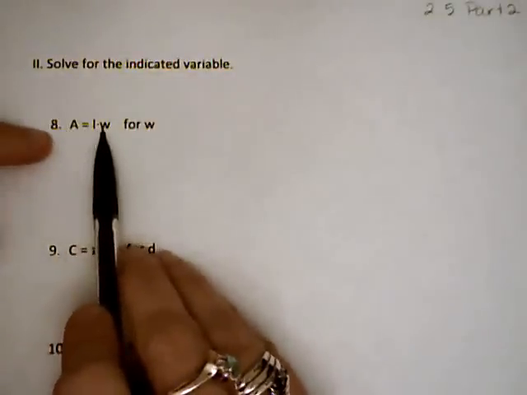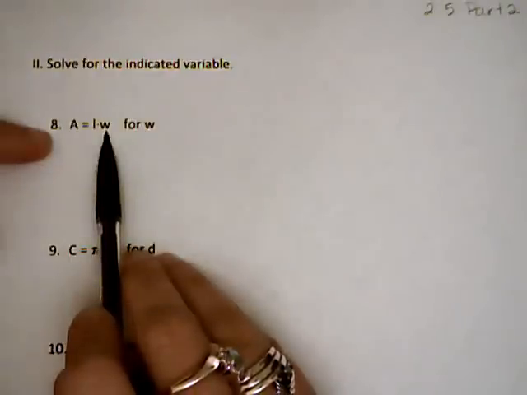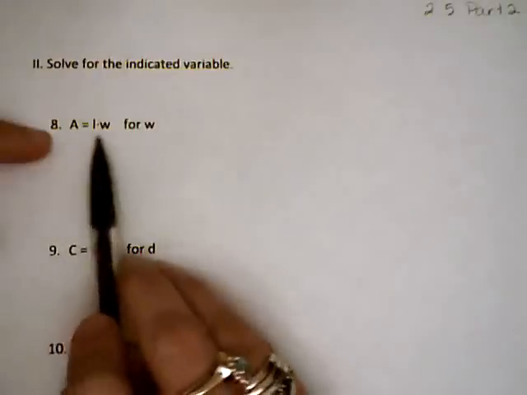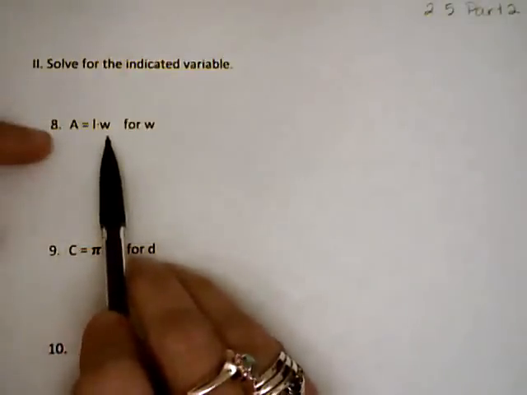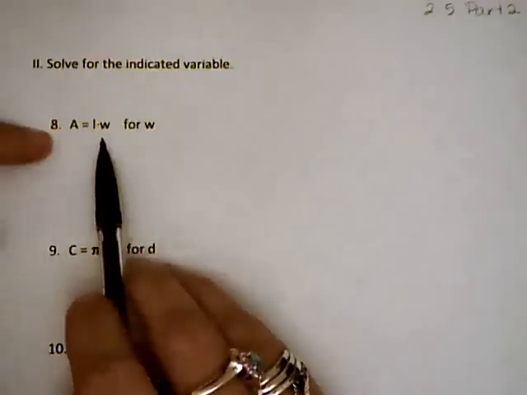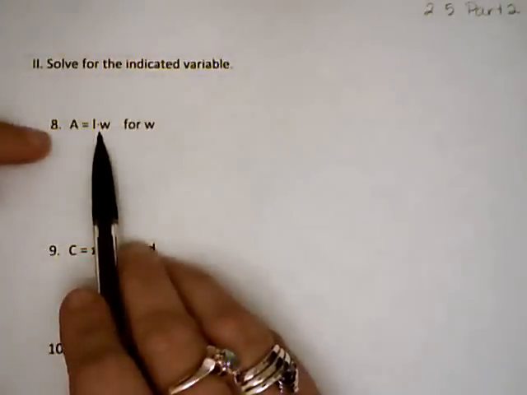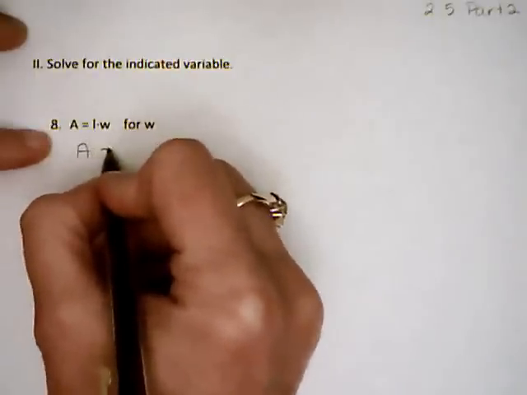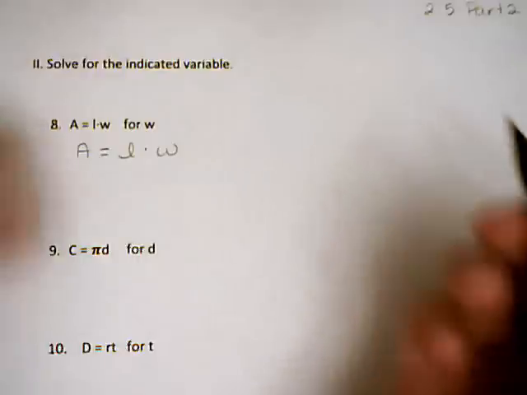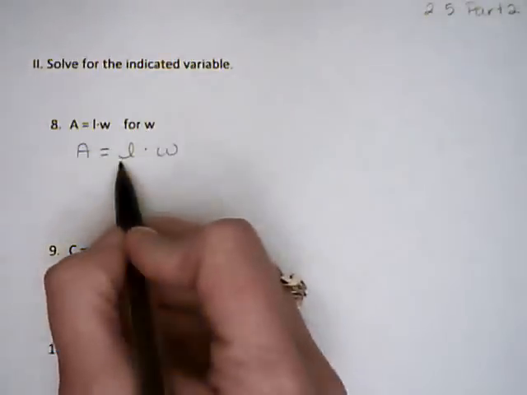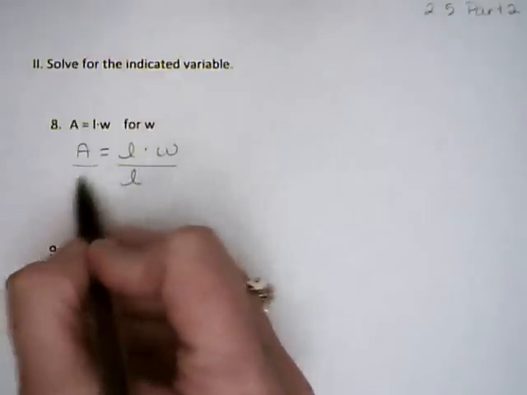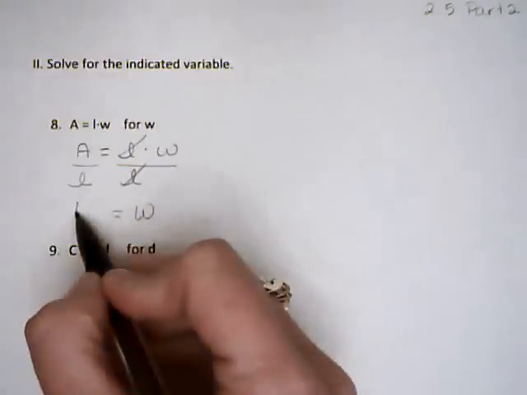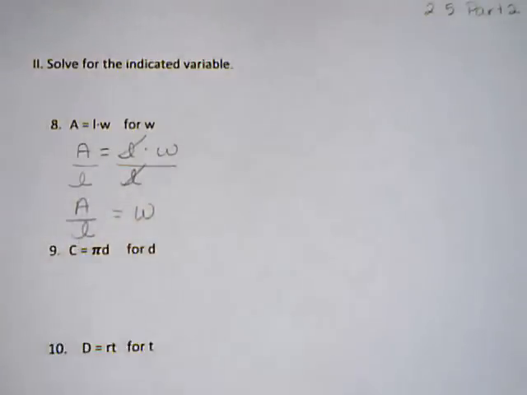A is equal to L times W, that's our area formula for a square. It says for W. So this means I want to rearrange the formula so that W is by itself. So how do I get W by itself? Look at the operation that's here. I have A equals L times W. Because it's multiplication, I would have to divide by L. L's divide out. That leaves W by itself, so W equals A over L.